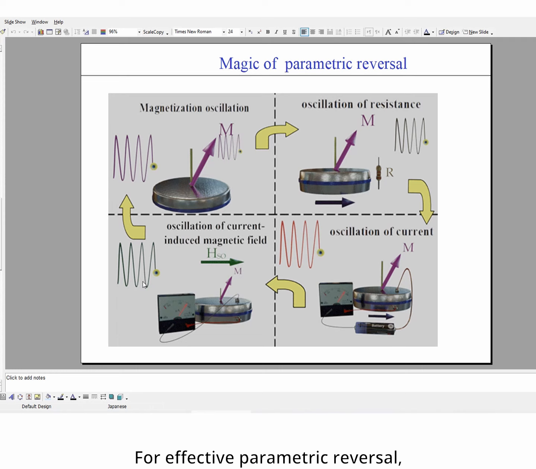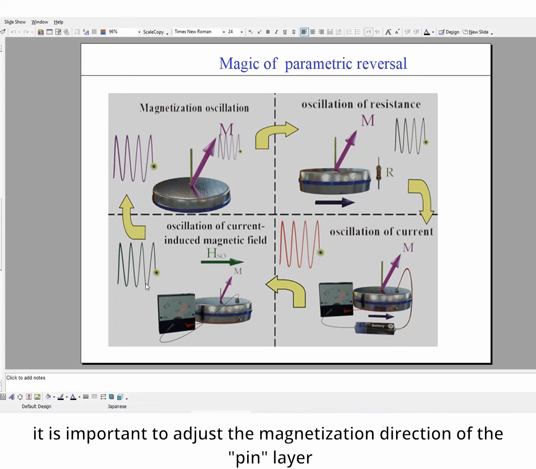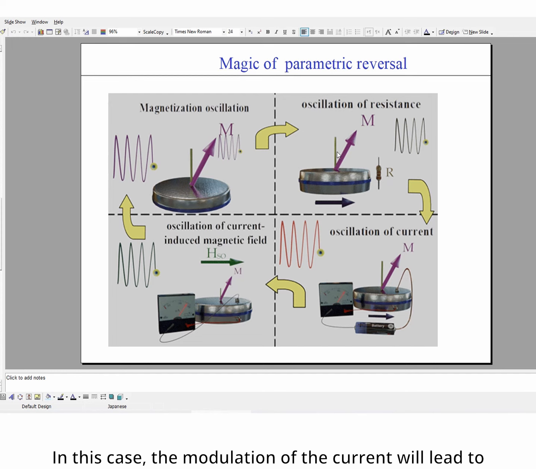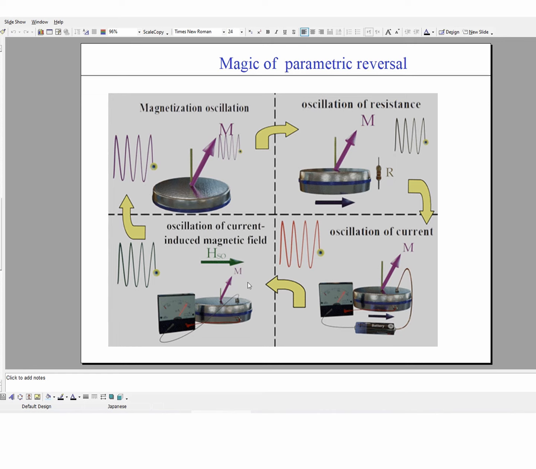For effective parametric reversal, it is important to adjust the magnetization direction of the pin layer along the direction in which the offset field changes due to the current modulation. In this case, the modulation of current will lead to the largest modulation of tunnel resistance. I will talk more in detail about parametric magnetization reversal in the next video.